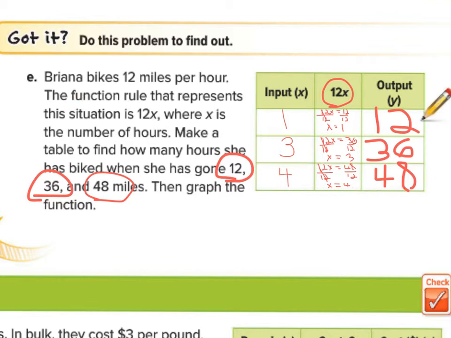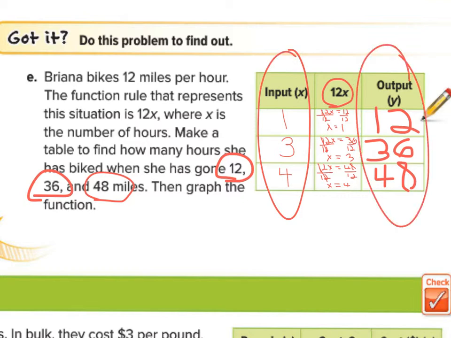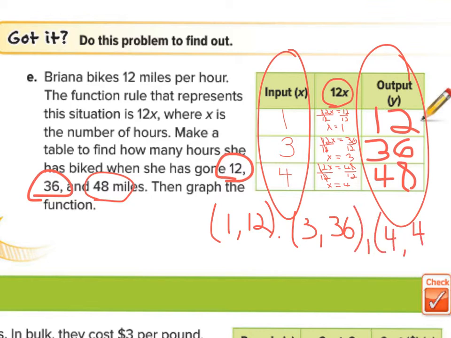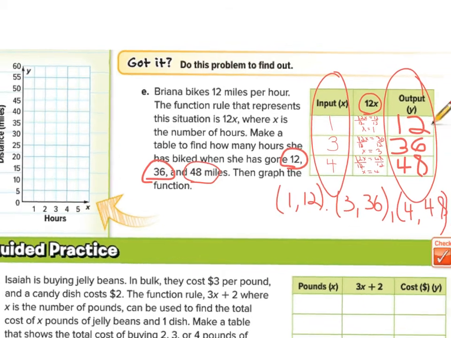Now, our ordered pairs will look like this. These are all our x's, and these are all our y coordinates. So for my first set of coordinates, I have 1 and 12. For my next set of coordinates, I have 3 and 36. And for my last set of coordinates, I have 4 and 48. This looks like a constant rate of change. Okay, so let's graph it.